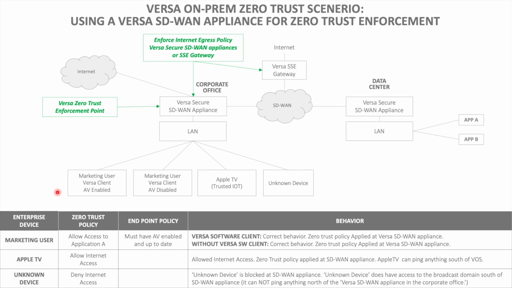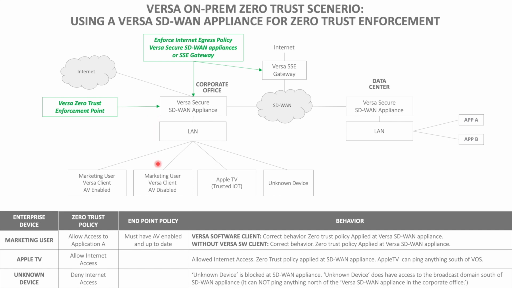So if we look at this marketing user, they've got the Versa software client installed. They have AV enabled and up to date. So when they try and access application A, they're going to hit the Versa Zero Trust enforcement point. The posture check will say that they're an allowed client, and they'll also check that application A is an allowed application, so that traffic will move across the SD-WAN and go to application A. If the same user tries to access application B, when it hits the Zero Trust enforcement point, we'll determine that application B is not permitted and block that traffic.